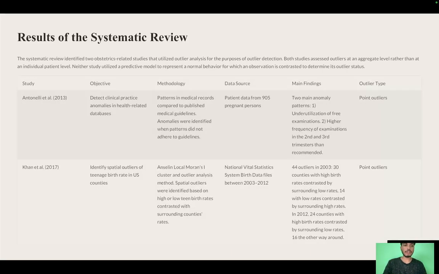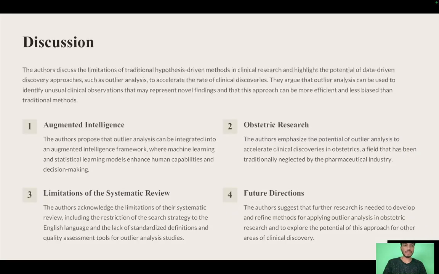These are the two systematic reviews which are considered to be helpful. First one is Anatoly 2013, Khan 2017, which is basically about point outliers. The main objectives of the first research are to detect clinical practice anomalies in health related databases, and the second objective is to identify spatial outliers of teenage birth rate in US counties. The authors discuss the limitations of traditional hypothesis-driven methods in clinical research and highlight the potential of data-driven discovery approaches such as outlier analysis to accelerate the rate of clinical discoveries.